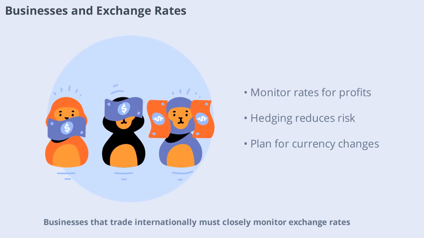Businesses that trade internationally must closely monitor exchange rates. Fluctuations can impact profits, pricing, and competitiveness. Companies often use strategies like hedging to protect themselves from unfavorable rate movements. By locking in exchange rates for future transactions, they can reduce uncertainty and plan more effectively. Let's see how businesses manage these risks in practice.